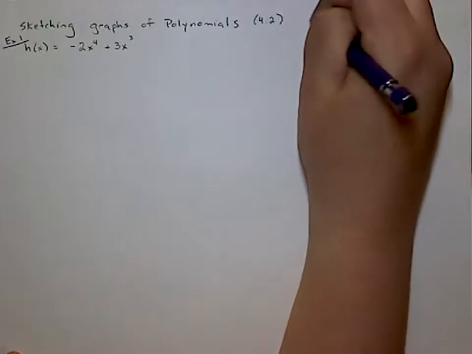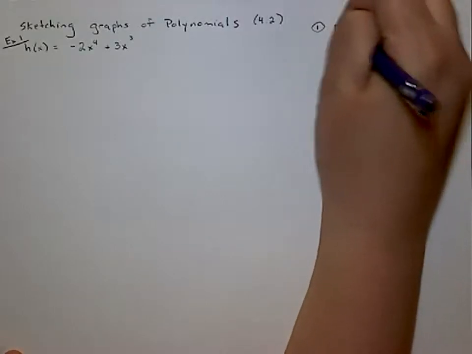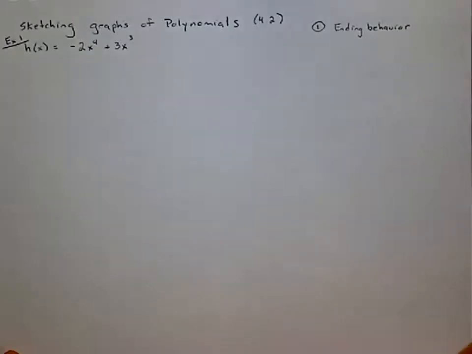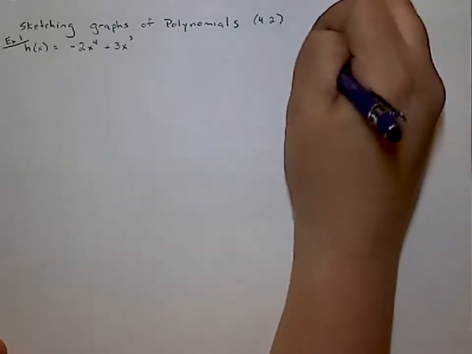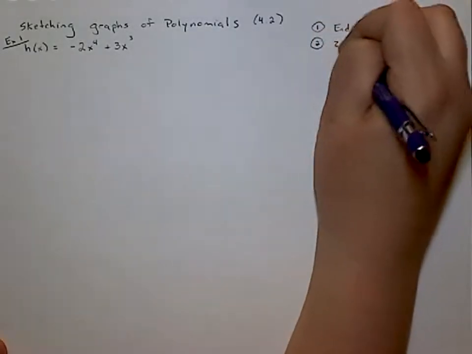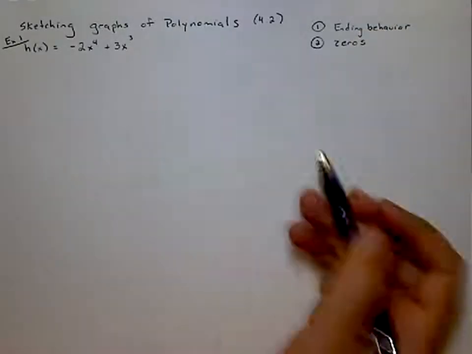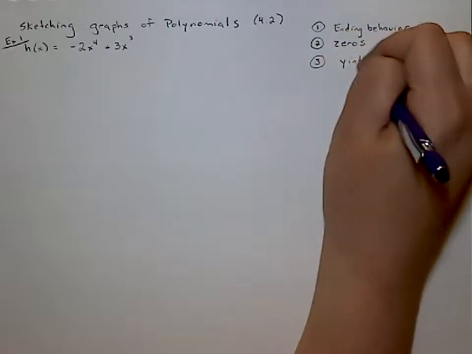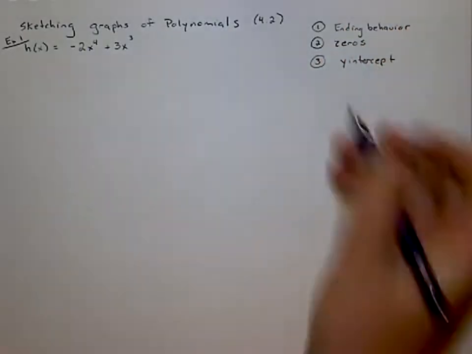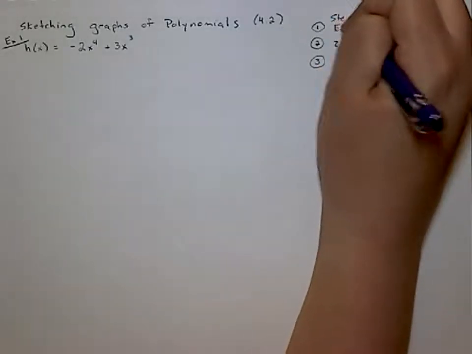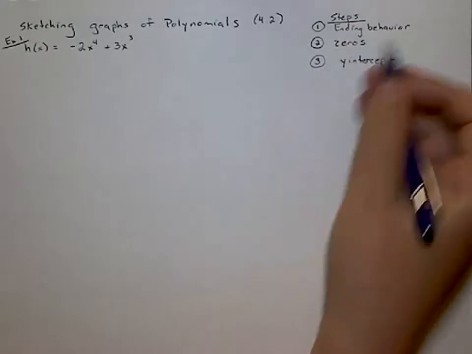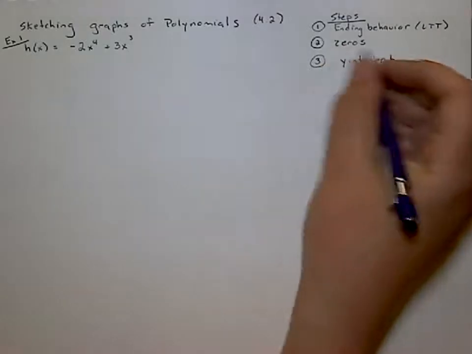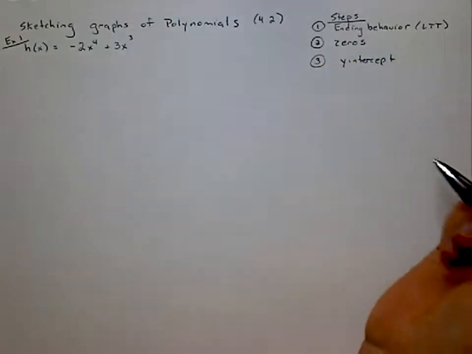So my steps that I follow is I find the ending behavior. Okay. That's the leading term test. Then what I do next is I find the zeros. That's what we just went over, finding the x-intercepts. And then I go ahead and I find the y-intercept. Okay, so the steps here that I'm going to follow is I'm going to find the ending behavior with the leading term test, LTT, the zeros, and then the y-intercept.